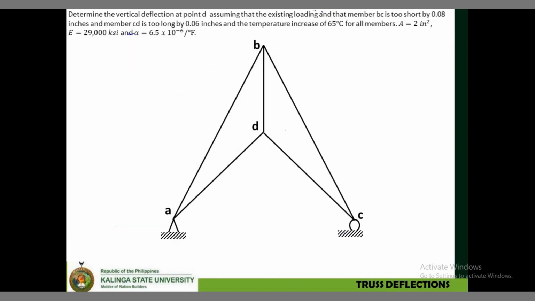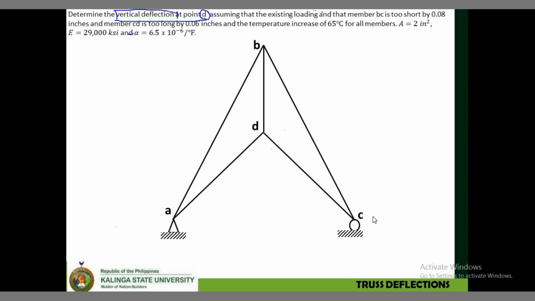Ano ang sabi ni step 2? Alisin yung mga external loadings, then apply a unit load. Yan. Since wala tayong external loadings, so our truss will remain like this one. Then, we're going to apply a unit load. Now, if we try to read again the problem, determine the vertical deflection at point D. So, vertical deflection siya. So, yung magiging direction ng ating unit load ay along the vertical axis. Now, the point we are going to consider here is D. So, kay point D, maglalagay ako dito ng unit load na vertical, either up or downwards.